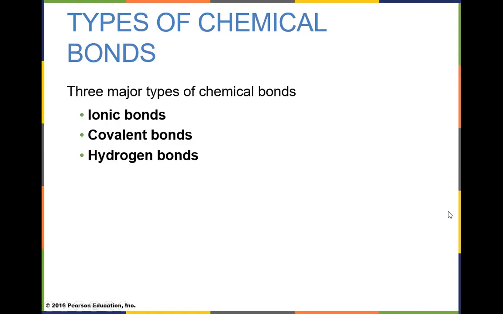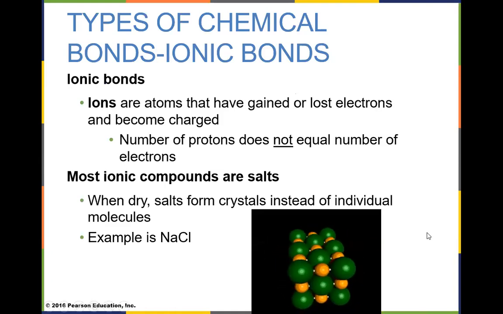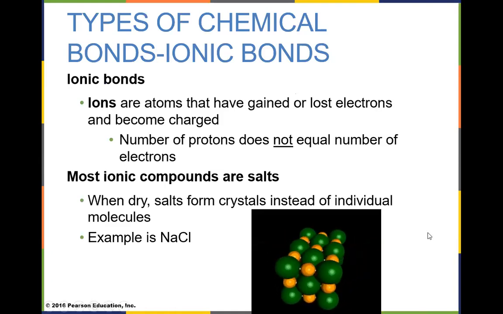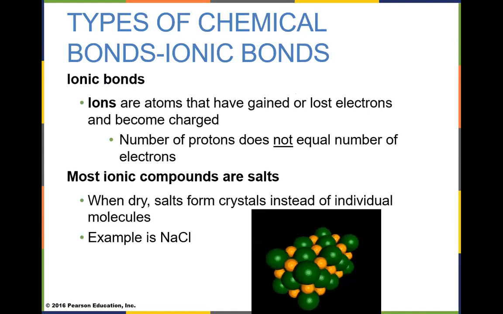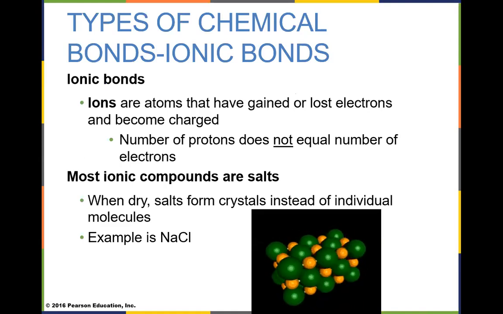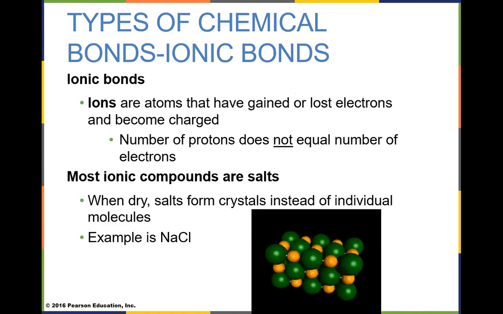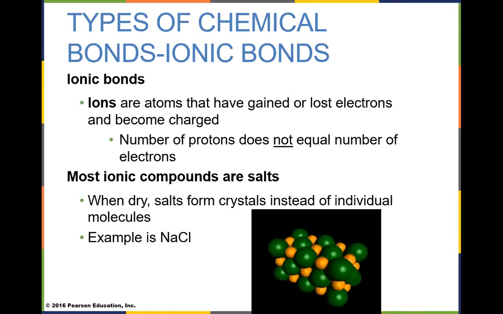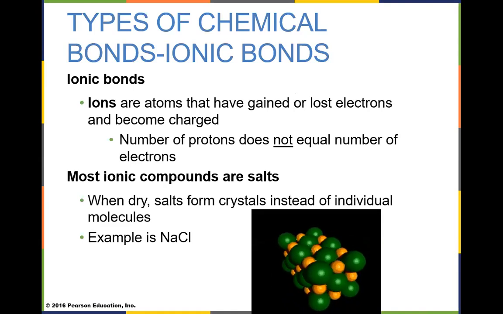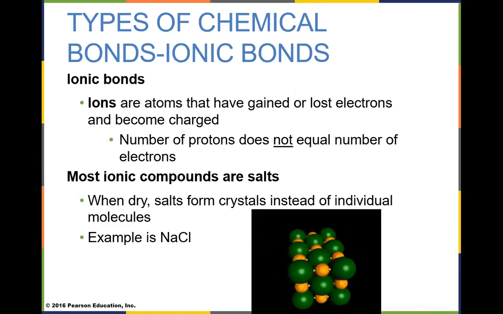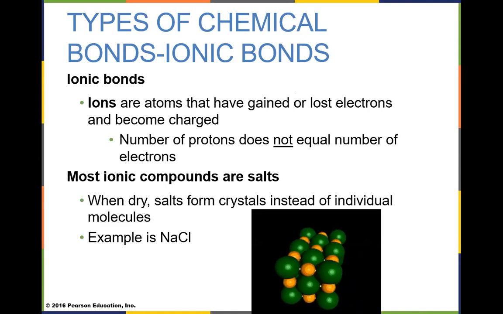So we have 3 types of chemical bonding. We have ionic bonds, which I sort of just described to you, covalent bonds, and hydrogen bonds. Ionic bonds are what we have in salts. If an atom gives up an electron or gains an electron, because it can't do anything with protons, if we gain an electron or lose an electron, we're no longer called an atom, we're called an ion, because now our charges aren't balanced.